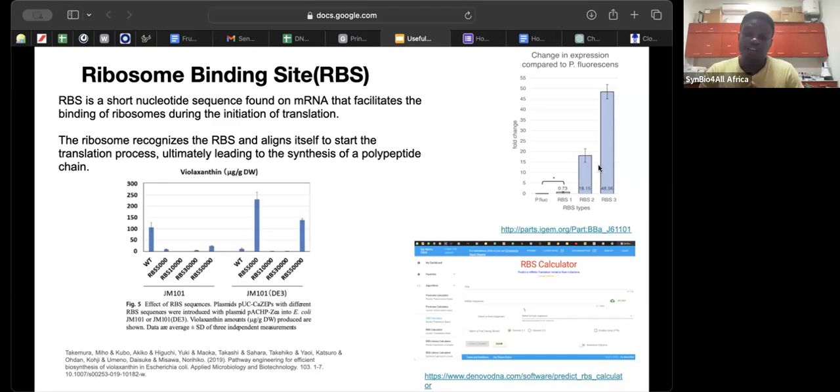So sometimes you have to screen a lot of them, or sometimes you have to look at what you want to do. What do you want to express? Has somebody expressed that before? Go to the literature and find what type of RBS they used. What kind of organism did they use? And then maybe you can get some data out of it. But if you don't have any data, either you screen a lot of them, or you look in the literature and find one that has been used with a high yield, right?